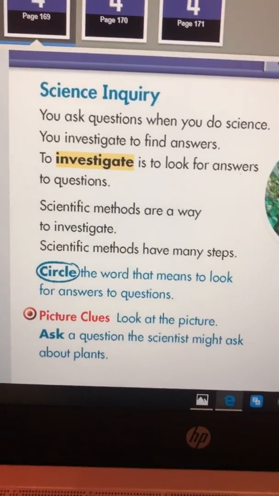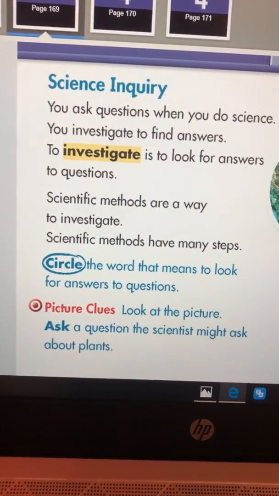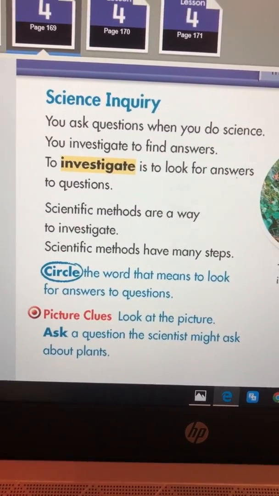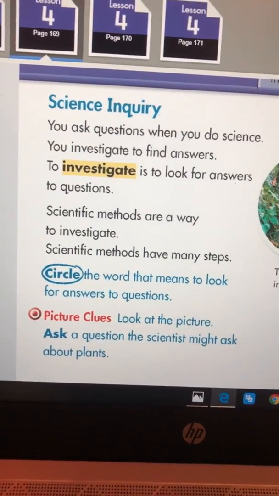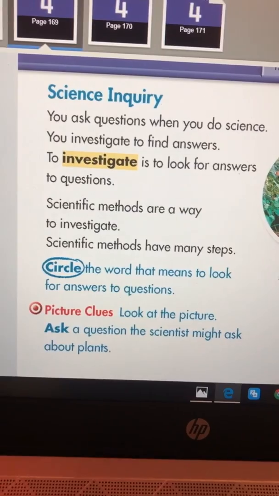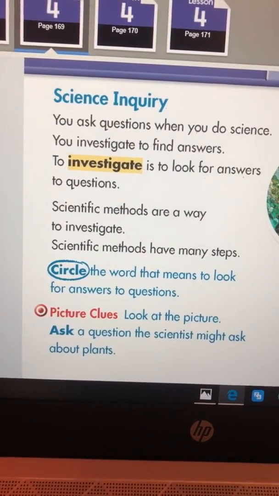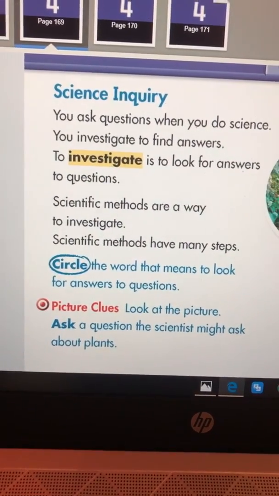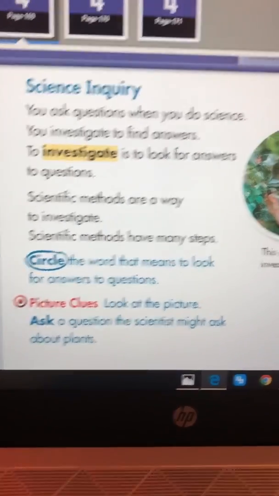Okay, we said to investigate is to look for answers to questions. So scientists investigate, or you investigate, to find answers. And investigate means to look for answers. How can scientists investigate? By using scientific methods. So scientific methods are a way to investigate. Scientific methods have many steps. We will learn it now.